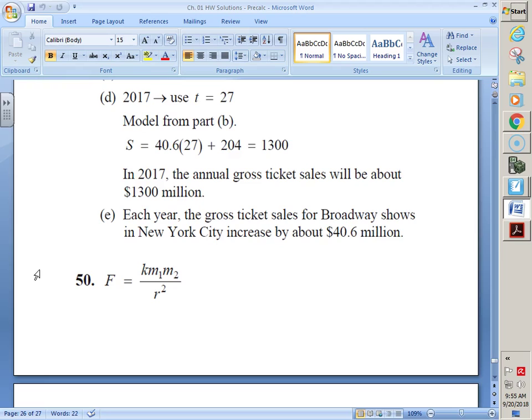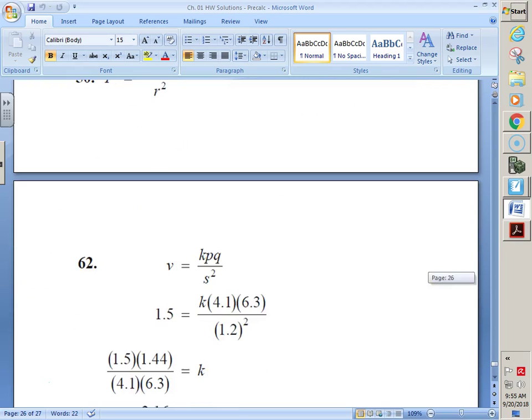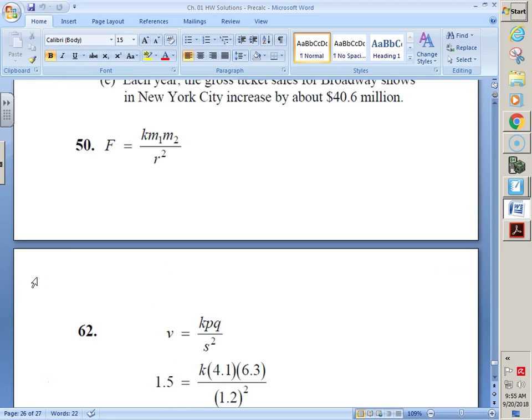And for letter E, the interpretation of the slope, which is 40.6, is each year that goes by, it seems like the ticket sales go up 40.6 million. That's the interpretation of this slope guy. But hopefully calculator worksheet number 2 helped you a bit on this problem. Let's move on, because that wasn't the point of 110. The point was all the variation-y stuff.